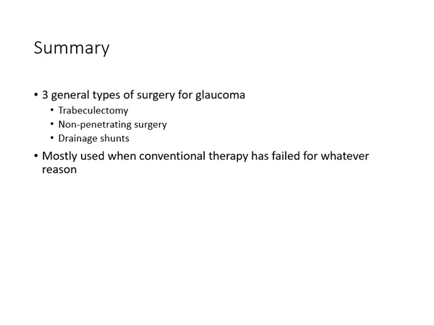So in summary, there are 3 general types of surgery for glaucoma: trabeculectomy, non-penetrating surgery, and drainage shunts. And what you need to remember is they're mostly used when conventional therapy has failed for whatever reason.